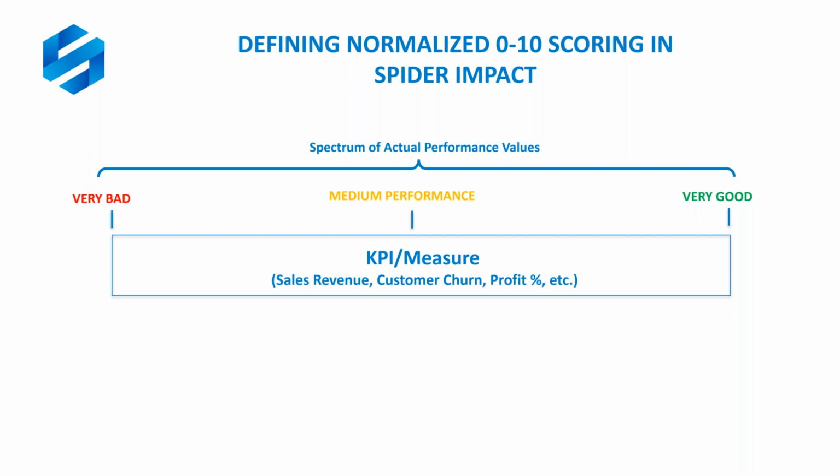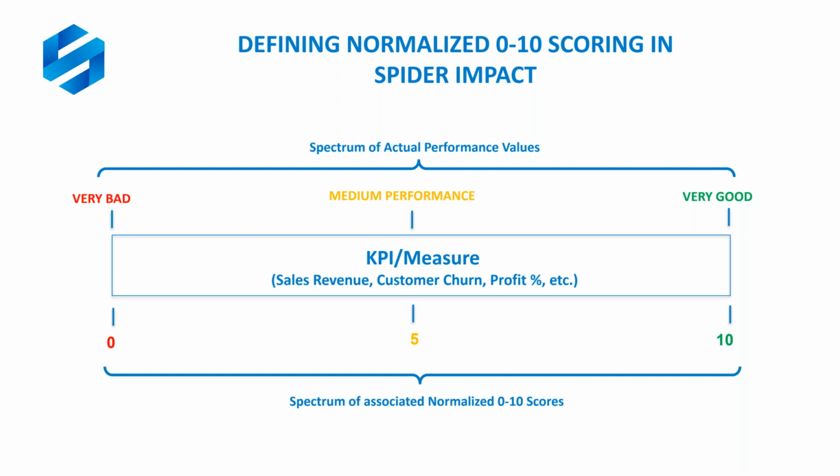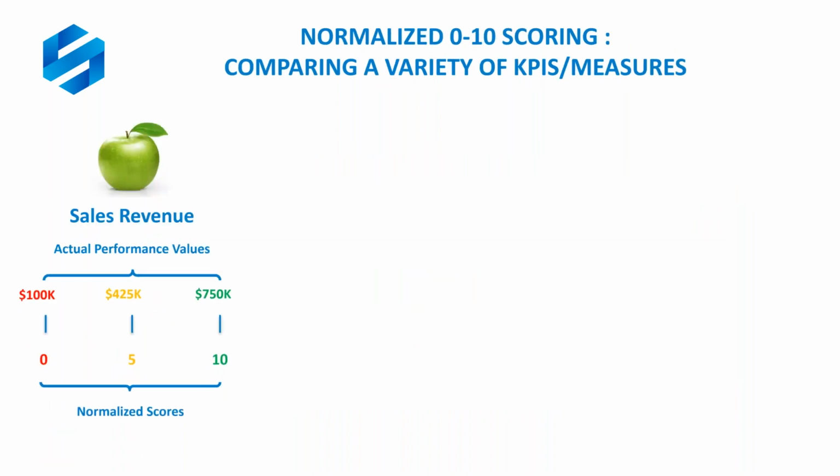And what you do in Spider Impact is set up the normalized scoring paradigm by assigning an actual performance value that you know to be very bad. You say that's a normalized score of 0. To the far other end of the spectrum, the very good actual performance gets assigned the normalized spectrum number of 10. And of course, in the middle, the median performance will get something like 5. So generally speaking, that's how you set up the normalized scoring for all of your various measures within Spider Impact. Let's take a look at a couple of specific examples.